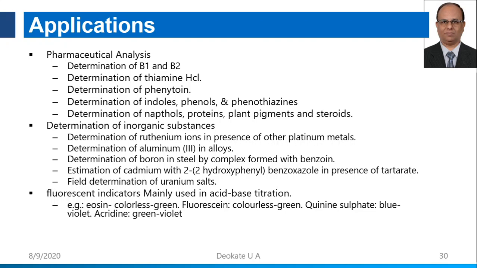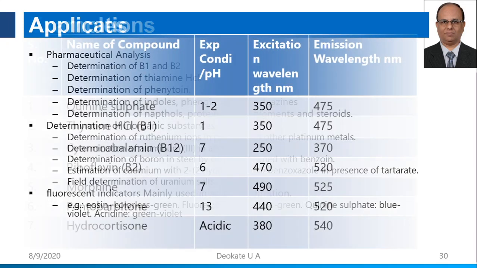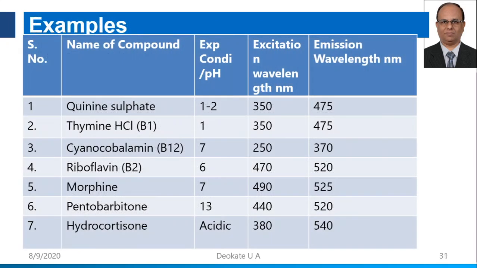For example, we have seen eosin, which changes its color from colorless to green. Then fluorescein, colorless to green. Then quinine sulfate, blue-violet. Acridine, green to violet. So these are used as indicators in some titrations. Some examples with their excitation filters and emission filters are listed here, which are commonly asked.